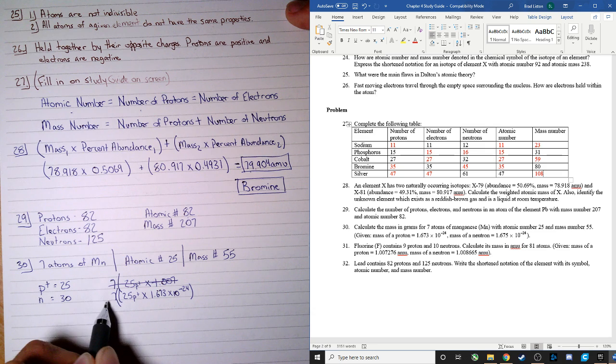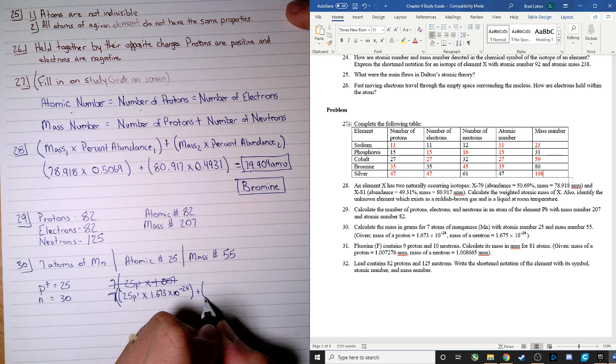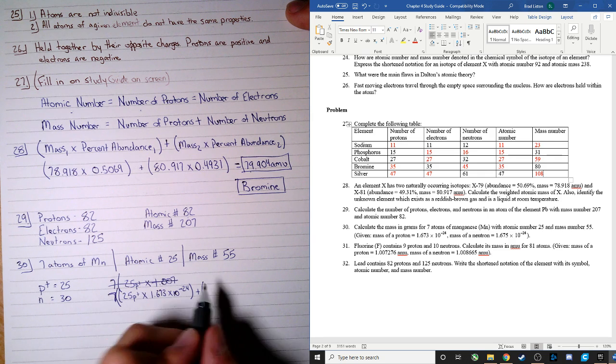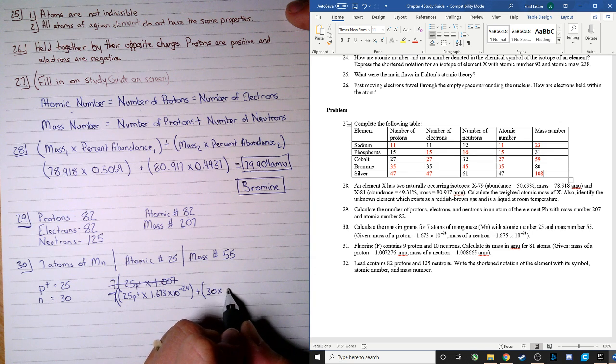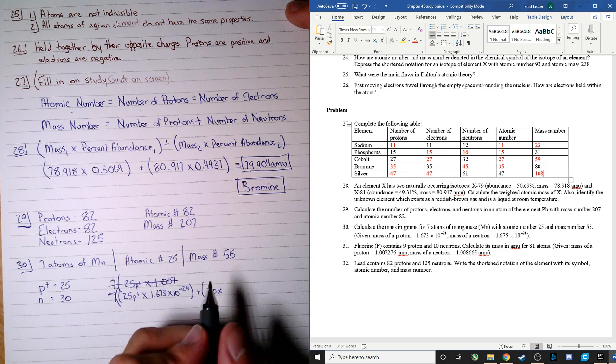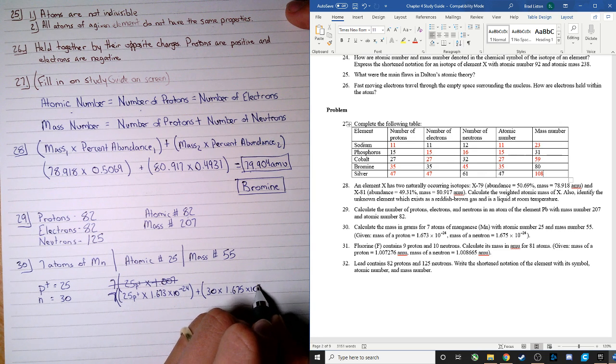I'm going to put a second set of parentheses here. 7 plus, then how many neutrons do we have? That's 30. Times now the mass of a neutron, 1.675 times 10 to the negative 24th.